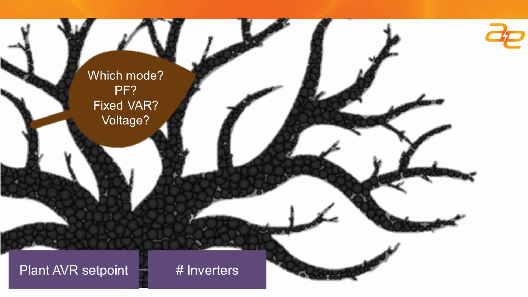But the first thing you need to know is that there are at least 3 different modes: power factor mode, a fixed VAR output from the site, and a voltage control mode. You need to know which modes are required and which modes you're going to operate in. I'd argue that the easiest mode to do is fixed VAR control, where the site is delivering some amount of VARs to the grid all the time.